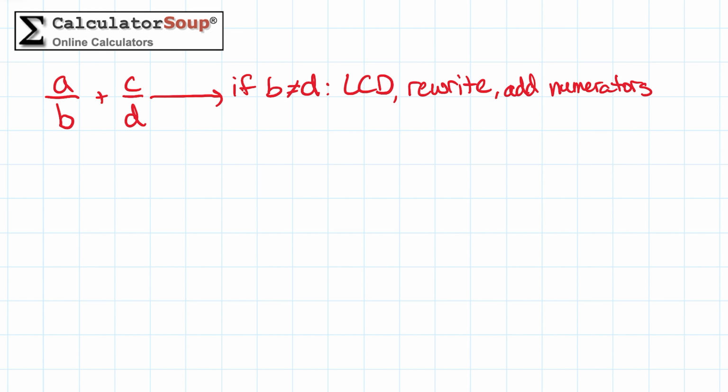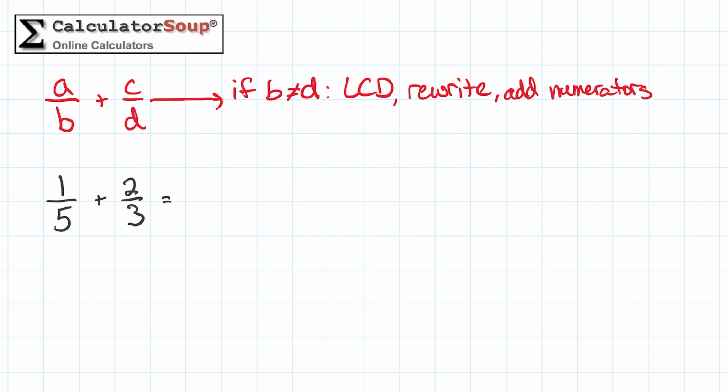For our first example, we will add 1/5 plus 2/3. The LCD of 5 and 3 is 15, so we will write these fractions as equivalent fractions with 15 as the denominator. To find the equivalent fraction, multiply both the numerator and denominator by the same number so that we get 15 as the denominator. For the first fraction, we will multiply both the numerator and denominator by 3. To find the equivalent fraction of 2/3, multiply the numerator and denominator by 5.